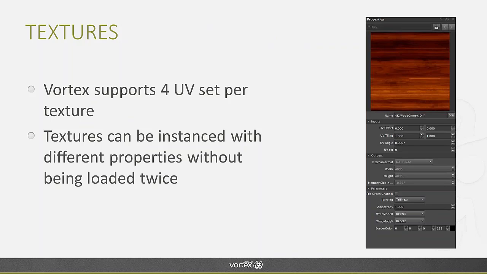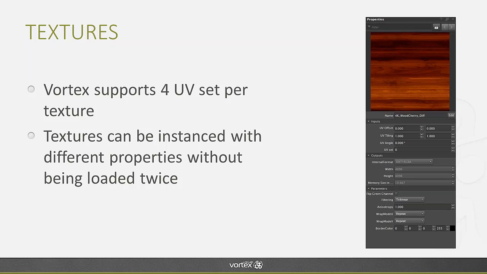Textures are imported into graphics gallery, and one quick note is that in Vortex 6.7, we will now support up to 4 UV sets per texture. If you're not familiar with UV sets, they represent the way you unwrap your texture image on your graphic mesh. So it's something that basically you can use to control how your model will look without having to create separate textures. Now, textures can be instanced with different properties without being loaded twice.